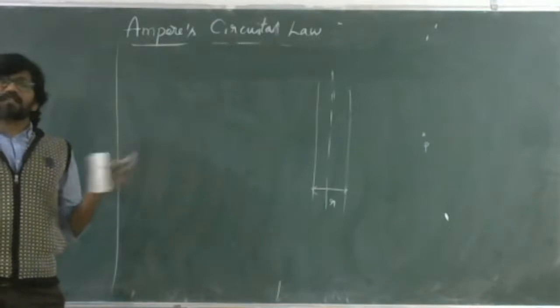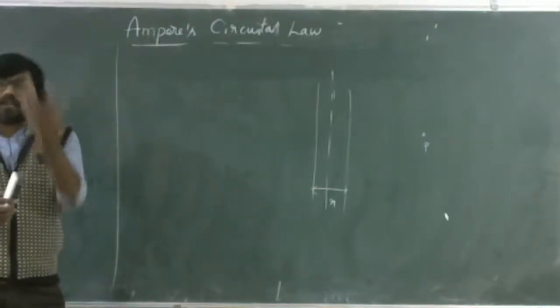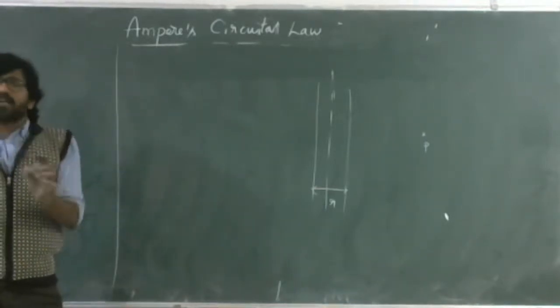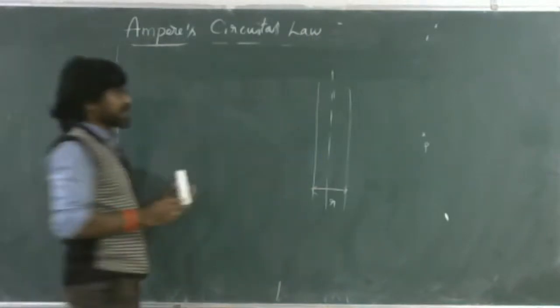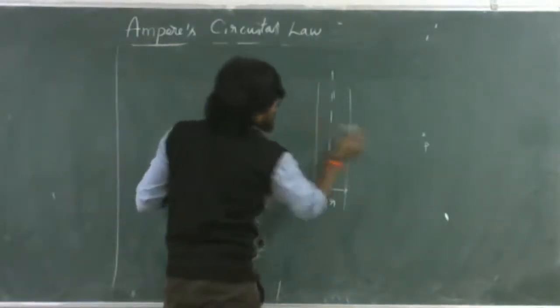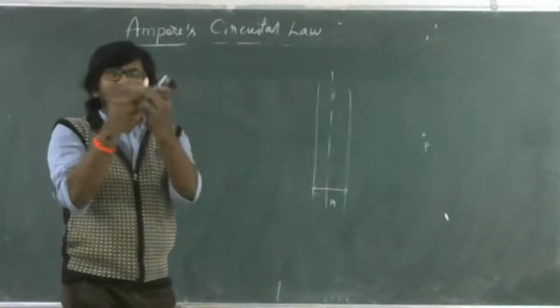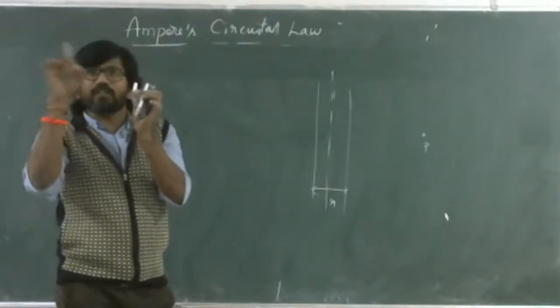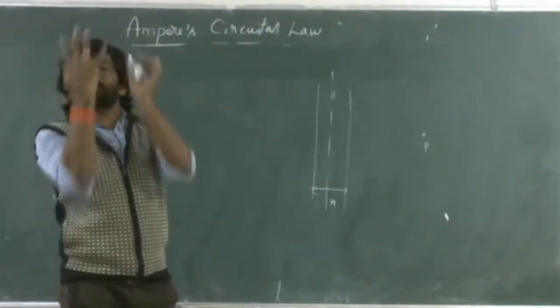Let us consider it is a hollow cylinder, inside it is hollow, nothing is there. So current is distributed only on the outer surface. Let us say this is a cylinder, inside nothing is there, so current is flowing only on the outer surface.